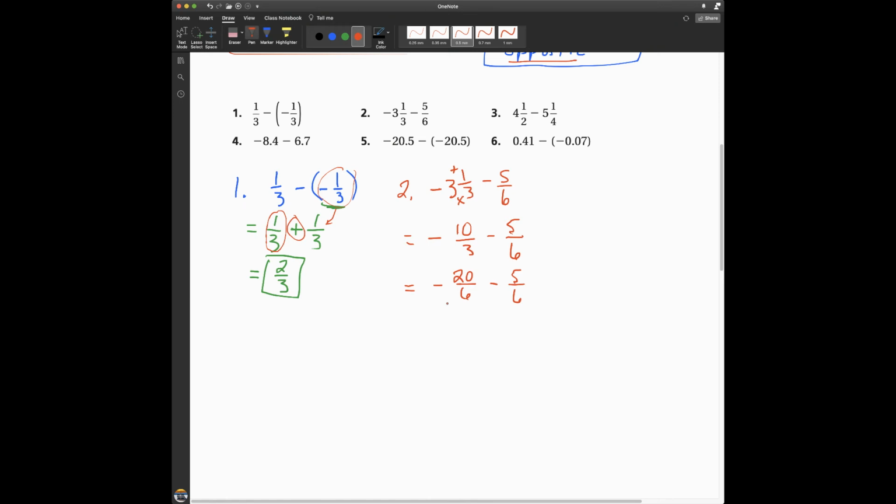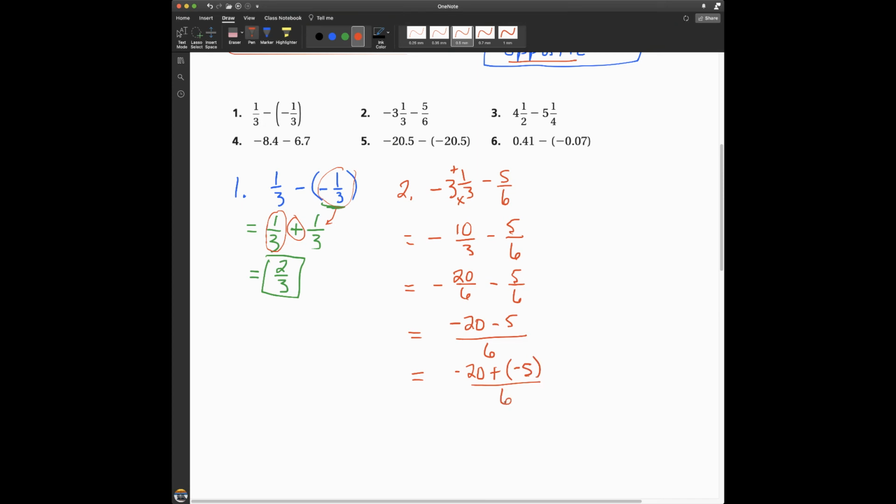Okay, and now I can combine those numerators. Remember, if there's a negative sign, it's going to go with the number in the numerator. So this becomes -20 minus 5, all over 6. In the numerator, I have two integers, -20 minus 5. Turn that into an addition problem. So this will be -20, and since I'm subtracting, I add the opposite of +5, which is -5. And then all of that is over 6.